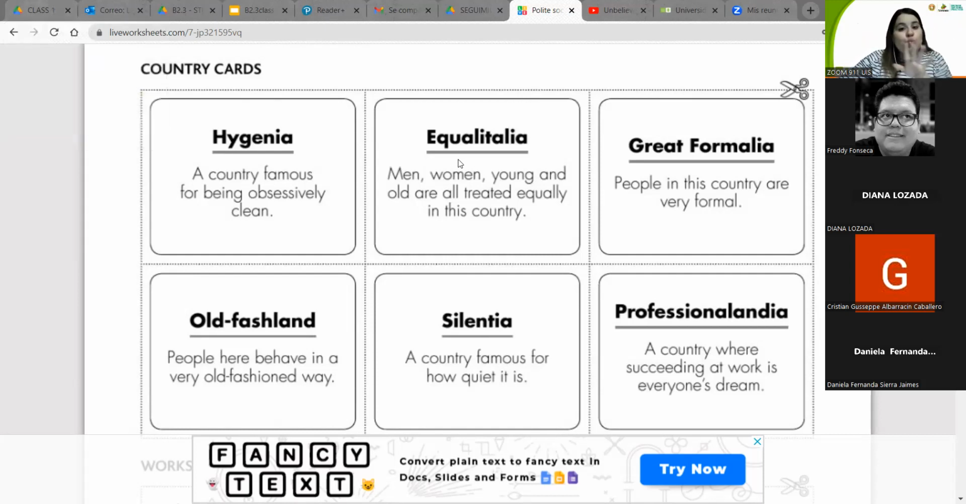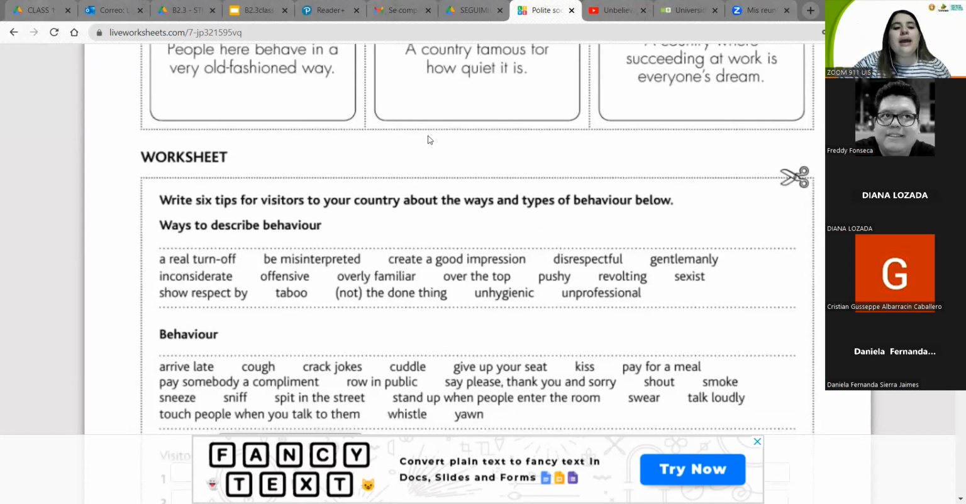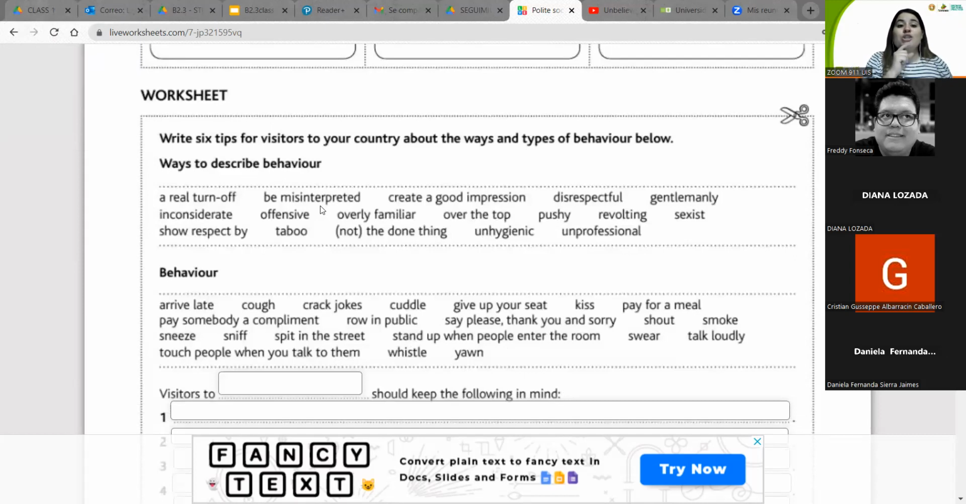So you are going to choose one of these countries and write 6 tips for visitors to your country about the types of behavior below. So we have a real turn off, be misinterpreted, create a good impression, disrespectful, gentlemanly, inconsiderate, offensive. So what can be offensive, for example? Arriving late can be offensive in this country. If you get 2 minutes late after the meeting starts, something like that.